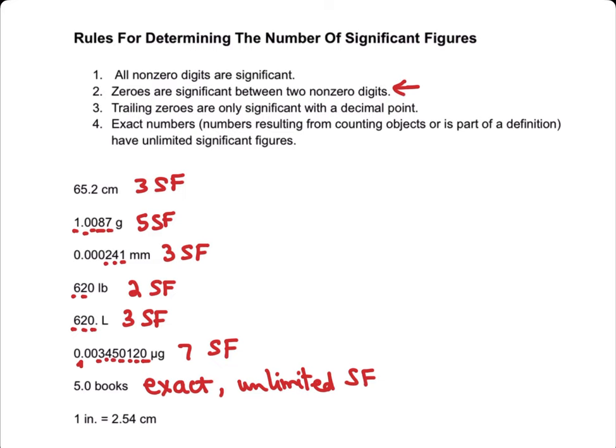1 inch equals 2.54 centimeters. Now, this is just a definition. This is a conversion factor. All conversion factors or definitions are considered exact numbers, and exact numbers have an unlimited number of sig figs.